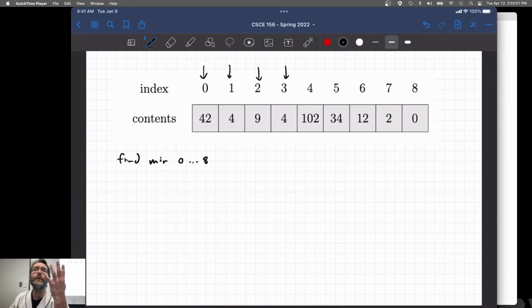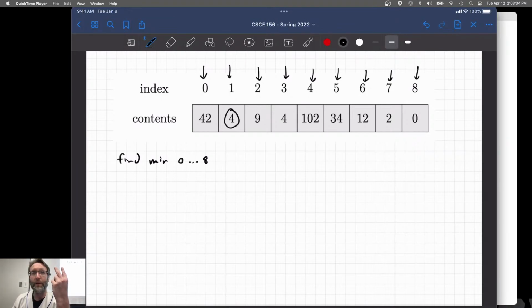4, you resolve ties arbitrarily, right? If you want to, you can go ahead and stick with the original 4 that you found, or you can go ahead and update it to this 4. I'll stick with the original 4 because, 4 and 4, do you see any difference there? No, right? So I will continue. 102 is not less than 4. Remember, this is my minimum so far. 34, 12, 2. Oh, I found a new minimum, right? I update what my minimum is.